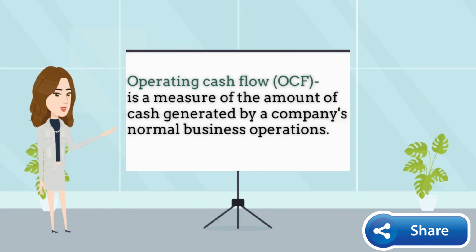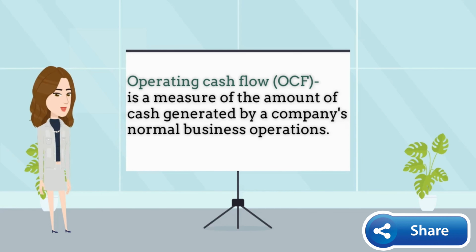Operating cash flow. Operating cash flow is a measure of the amount of cash generated by a company's normal business operation. Operating cash flow indicates whether a company can generate sufficient positive cash flow to maintain and grow its operation. Otherwise, it may require external financing for capital expansion. It depicts the cash generated or used by the primary business activities.